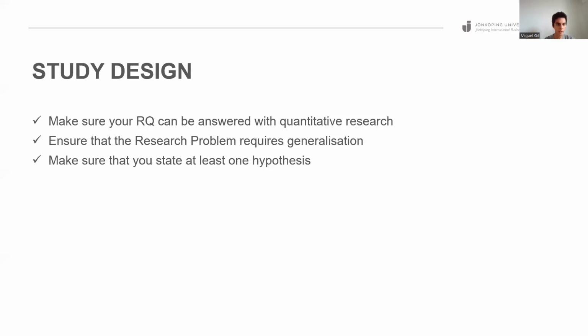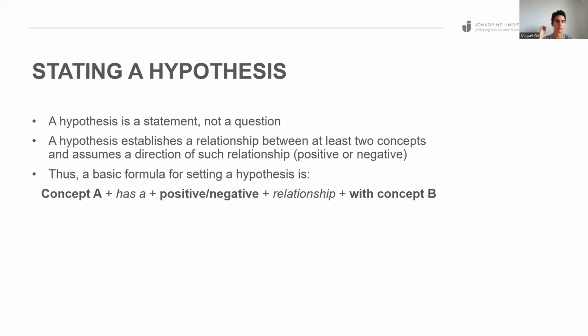Regarding the study design, just remember, that's why I have the tick here, to make sure that the research question can be answered with quantitative research. Try not to answer a process question, a how and why question, with a quantitative approach, because it's a bit incoherent. Also ensure that the research problem requires generalization and testing for whether something happens or not. And make sure that you have at least one hypothesis. That's what we are going to talk about now.